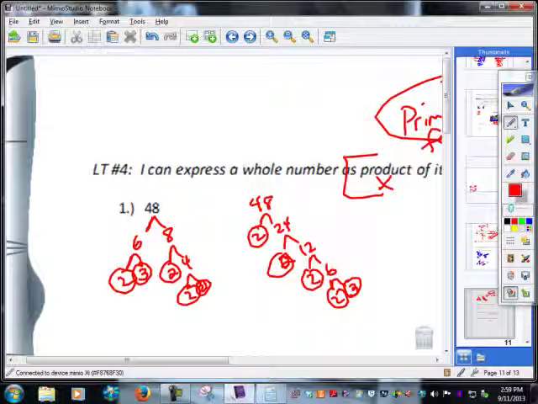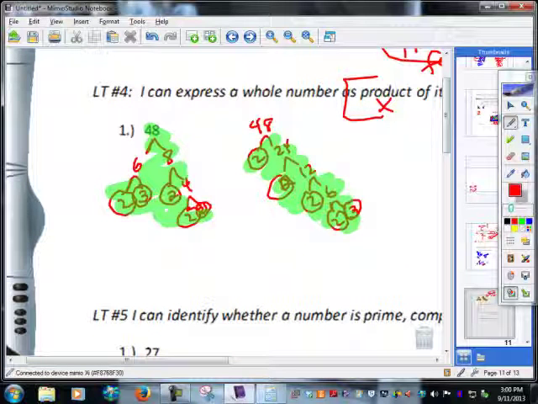Now, just so you know right now, this is not the answer, guys. That is not the answer. That's not what prime factorization is. These are the trees. The prime factorization is actually writing the numbers out multiplied by each other. So here I'm going to do 2 times 2 times 2 times 2 times 3. Okay?